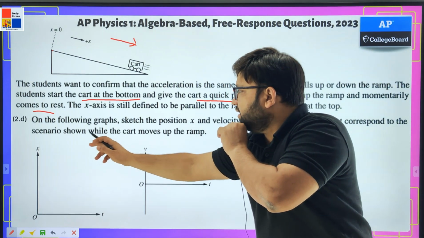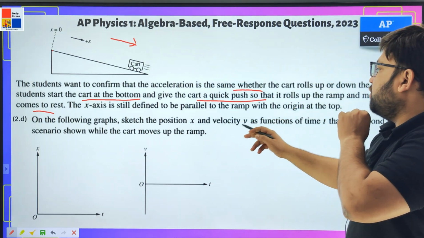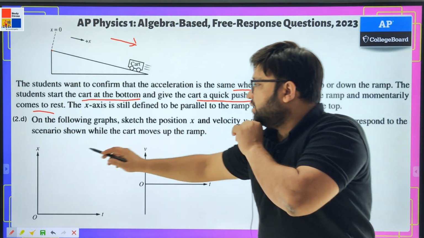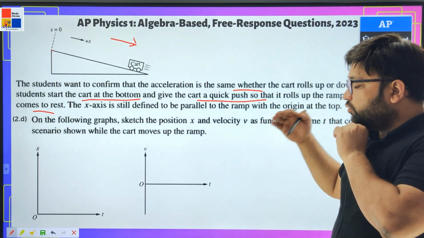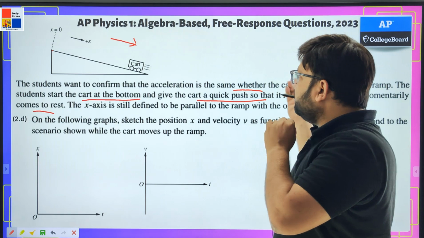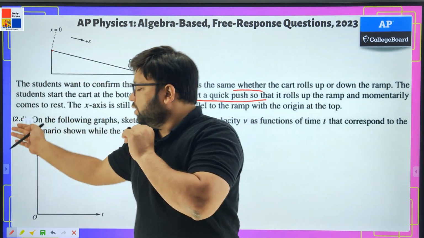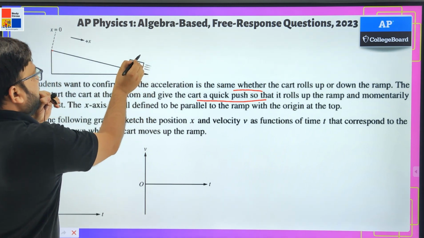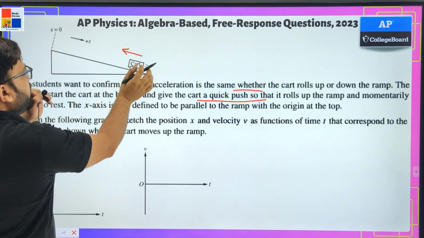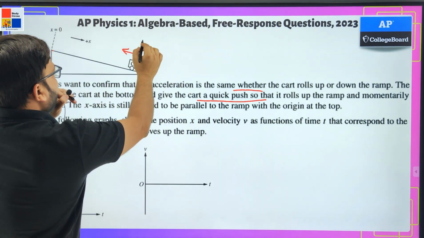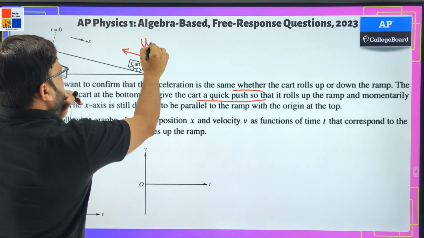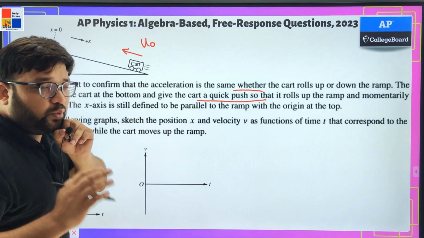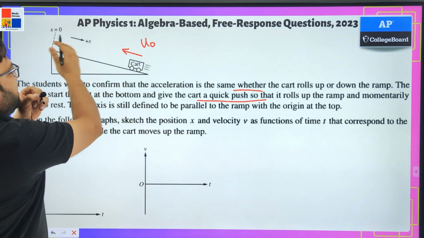So on the following graph, sketch the position x and velocity v as a function of time that corresponds to the scenario shown while the cart moves up the ramp. Now what the student is doing to ascertain that: he pushes the cart upwards, he throws the cart upwards with some velocity. Let's say u naught is the velocity with which the student is throwing the cart upwards.